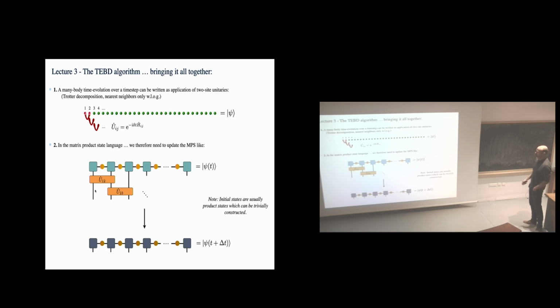So what this means is I have my initial state, my state at time t. And now I have this whole train of two-site gates acting on nearest neighbors that I want to use to update my state. So I have this gate U. This here is really a 4x4 matrix.